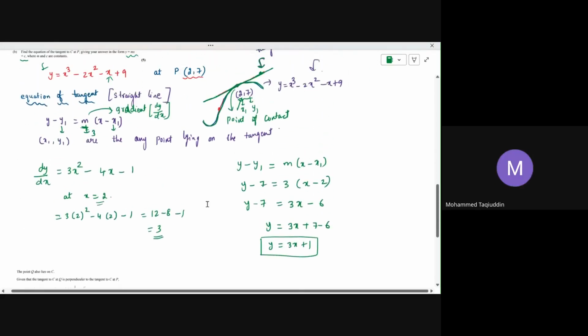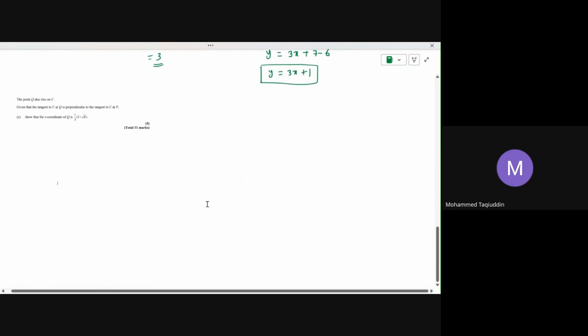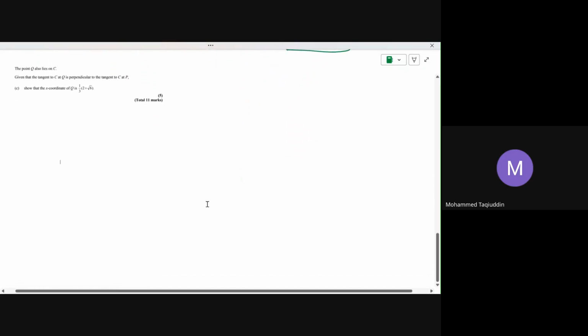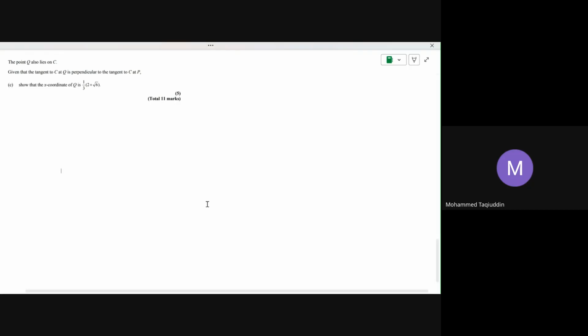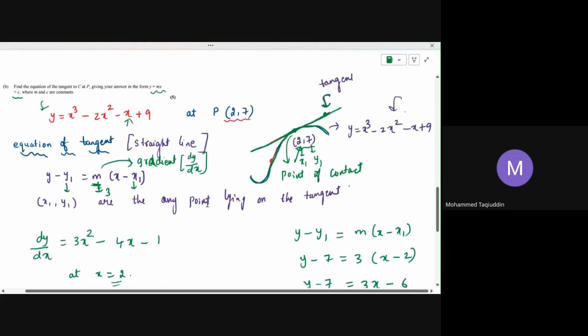Now, in this question, we have seen how to find y equals 3x plus 1, the equation of a tangent. Now we can also see there is something given in the next sub-question: the point Q also lies on C, given that the tangent. So the question says the point Q lies on C. What is C? Actually, it's an equation, right? It's a curve. It's nothing but this curve.